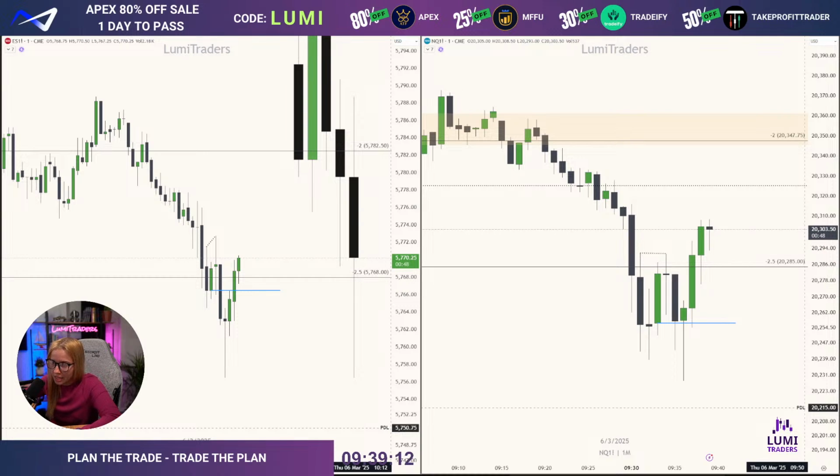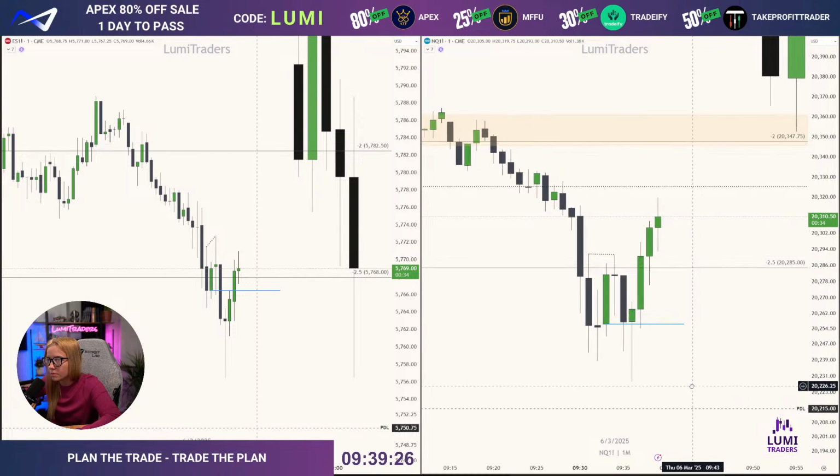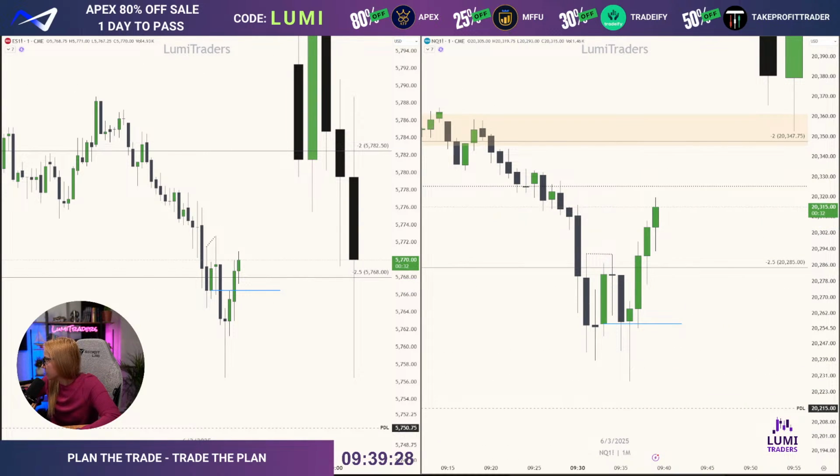Ideally, not going lower at 10 a.m. I would like to see an attempt to retrace higher or even reverse. Do we have any important news at 10? If I'm not mistaken, we don't have it. Let me check. Nothing at 10.